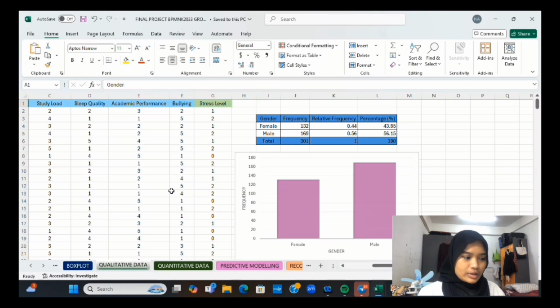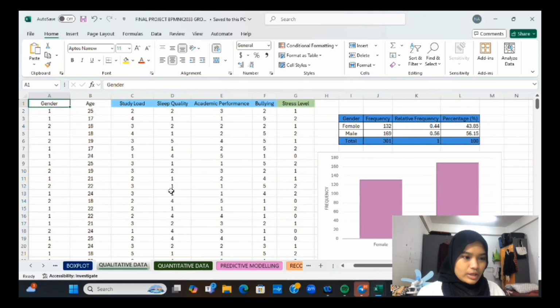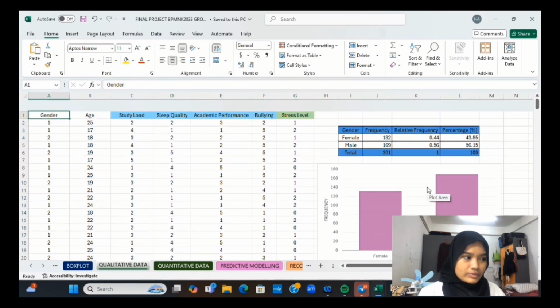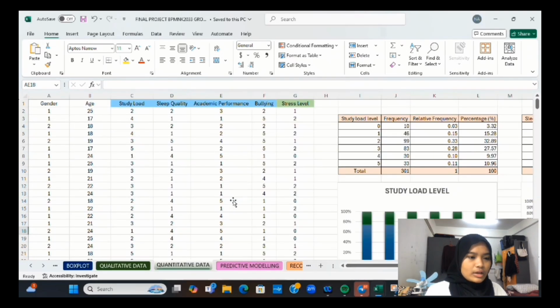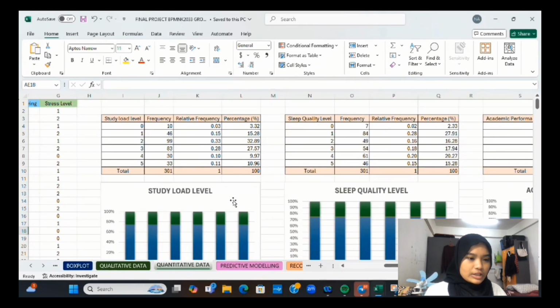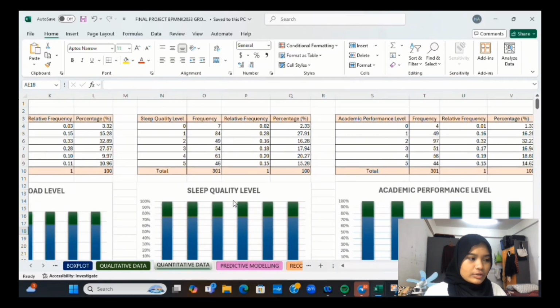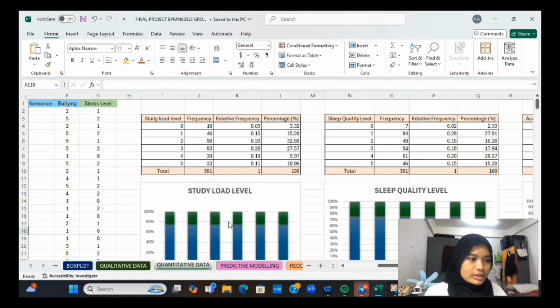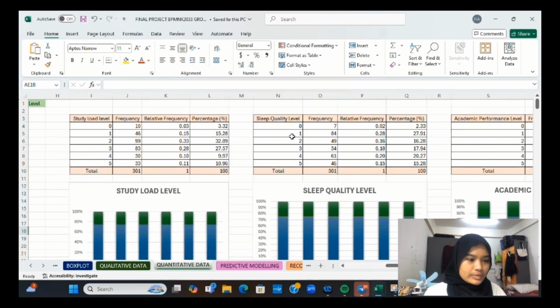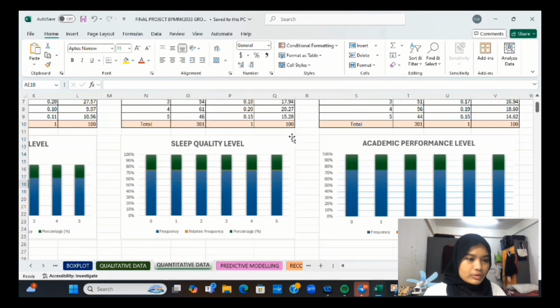Next, I will explain about the qualitative data. Here we have the variable of gender, which is male and female, and we have the data of frequency, relative frequency, and percentage. And this is the chart of the variable. And for the quantitative data, we have the variables of study load level, sleep quality level, academic performance level, and bullying level. For each of the variables we have a chart that contains the data of frequency, relative frequency, and percentage. And this is the chart of each of these variables.